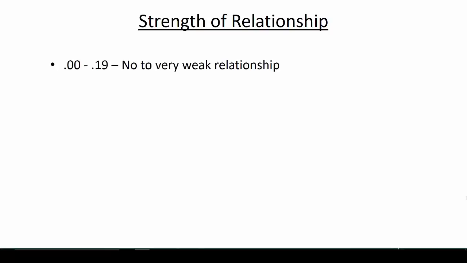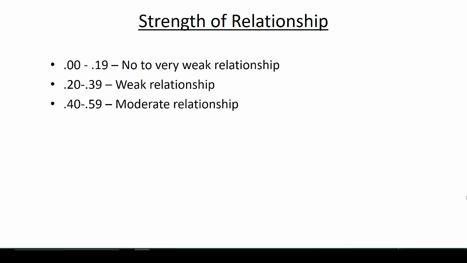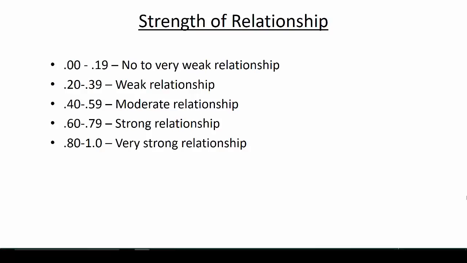If your Pearson's R ranges from 0 to 0.19, you have no relationship to, at the upper end of the range, a very weak relationship. Any coefficient between 0.2 and 0.39 is considered to be weak. 0.4 to 0.59 would be considered moderate. 0.6 to 0.79 is strong, and 0.8 to 1 is very strong. And again, the same scale would apply for negative relationships. When it comes to categorizing the strength of your coefficient, or your Pearson's R, ignore the sign, just look at the number, and that will indicate how strong the relationship is.